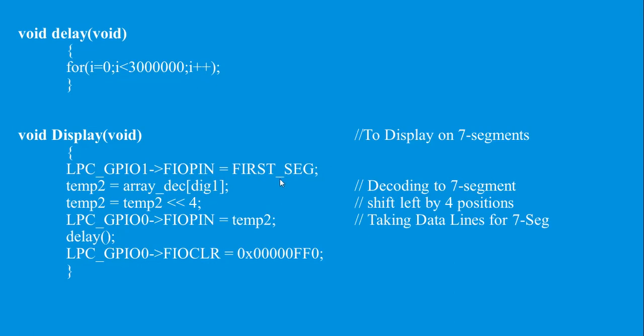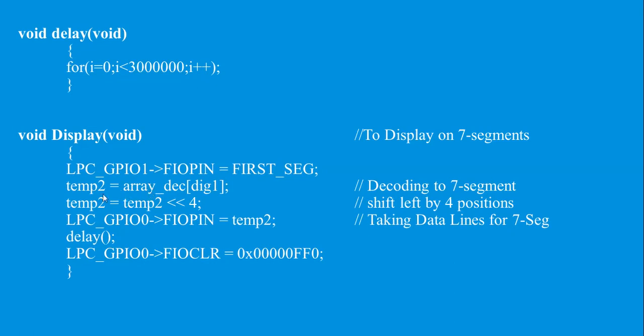By writing this value to the FIO pin, which corresponds to the general purpose input output port pin, we need to write this value to particular pins of port 1. That's why the structure used is LPC_GPIO1. With the help of the FIO pin register, this value is written onto the particular port pin, so that the first display will be selected.